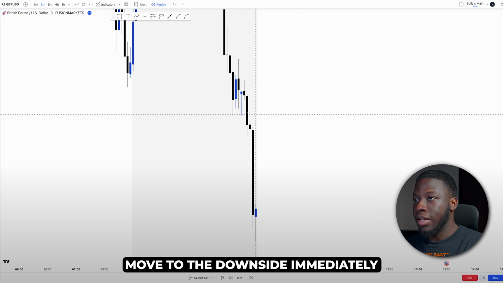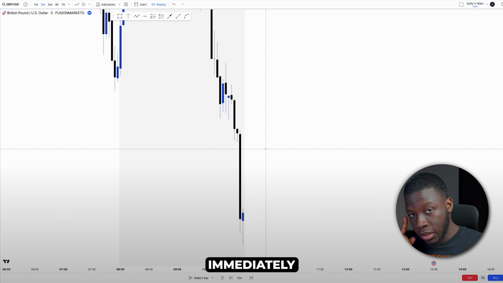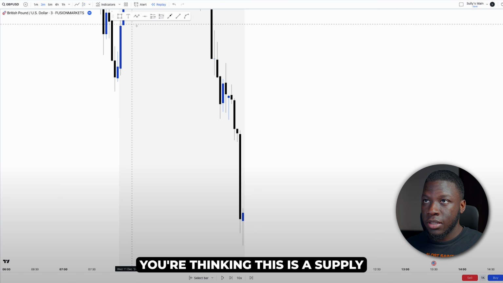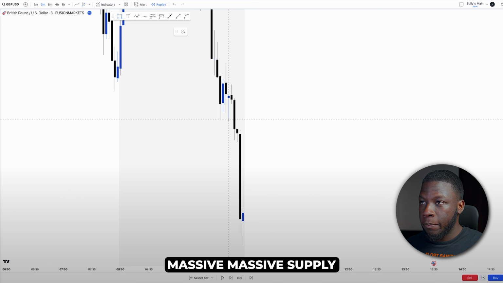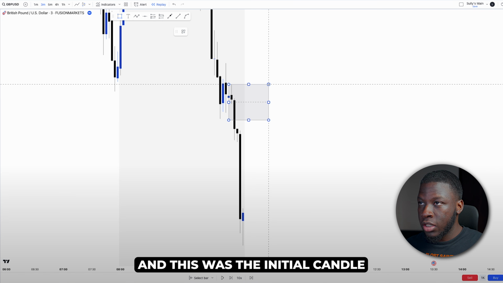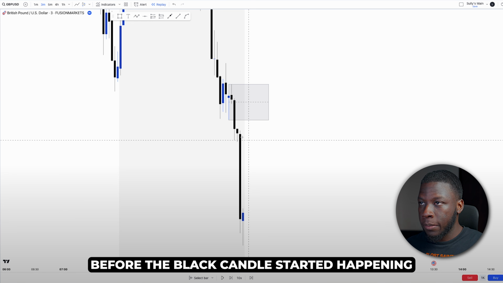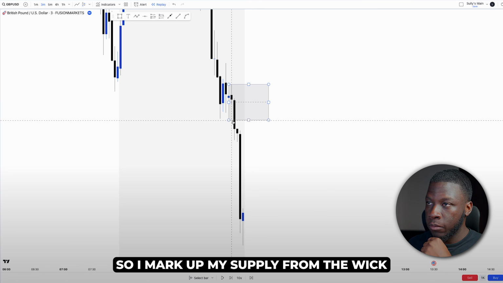We can see an aggressive move to the downside. Immediately, ding, ding, ding, you're thinking this is a supply. Huge supply. Massive supply. And this was the initial candle before the black candle started happening. So I mark up my supply from the wick to the wick.